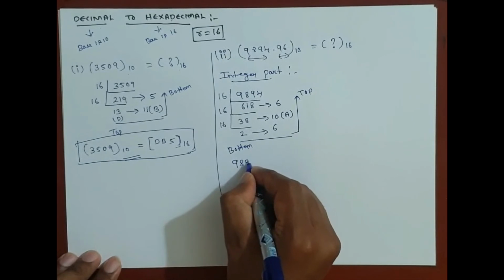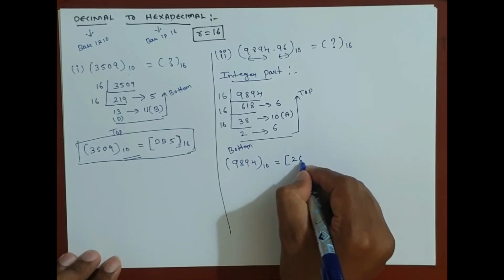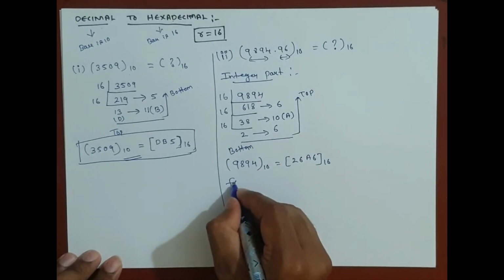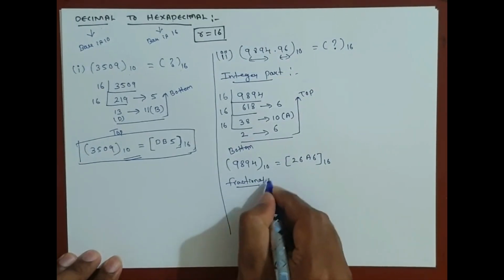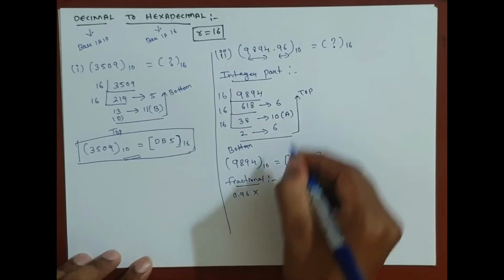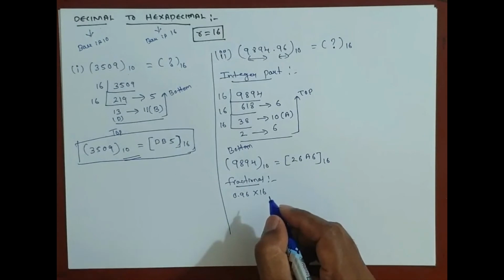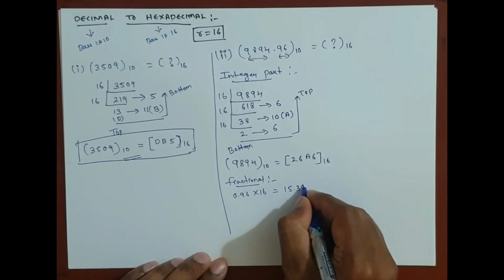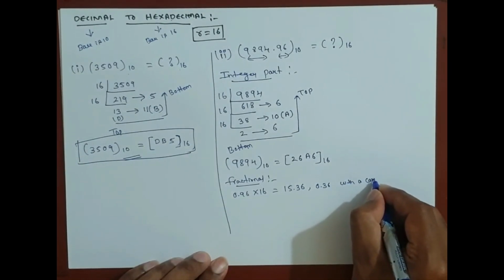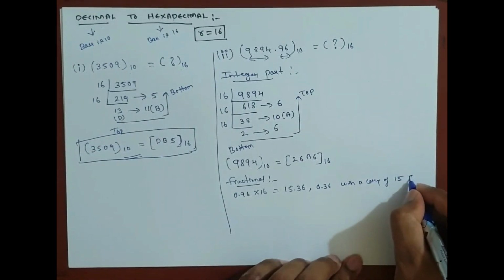It means 9894, that is integer part, to the base of 10 can be written as 26A6 to the base of 16. Now we will go for fractional part. So the fractional part is 0.96, multiply by 16, because the base is 16 here. The result will be 15.36 which can be written as 0.36 with a carry of 15. That is 15 is nothing but F.